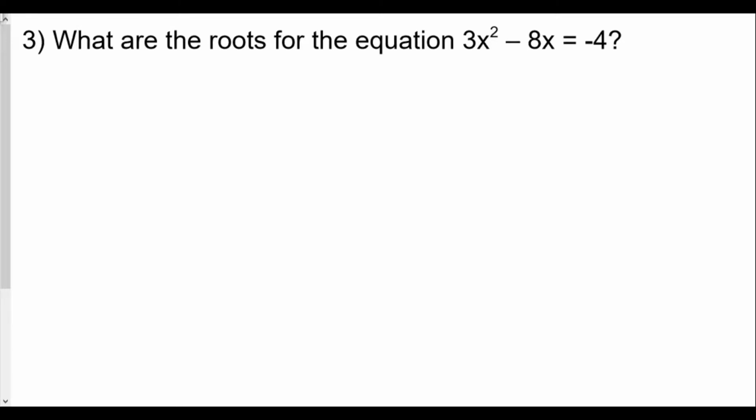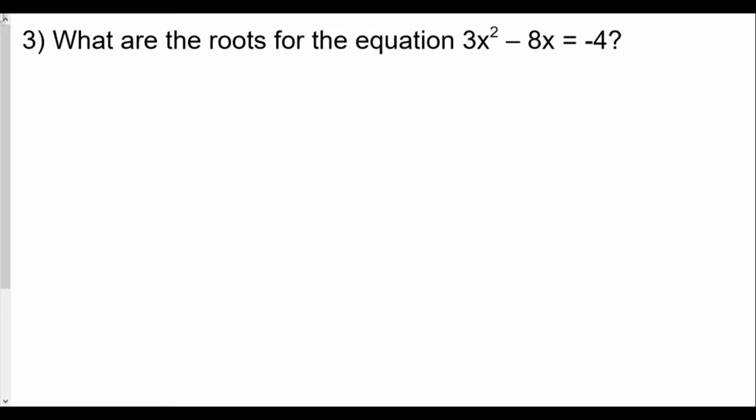What are the roots for the equation 3x squared minus 8x equals negative 4? So we're trying to solve a quadratic equation here. In a quadratic equation, the very first step is always to set the equation equal to 0. We do this because when you multiply two numbers and you get 0, either the first number is 0 or the second number is 0, meaning the first factor is 0 or the second factor is 0. You can't have it set to a non-zero number because it's really hard.